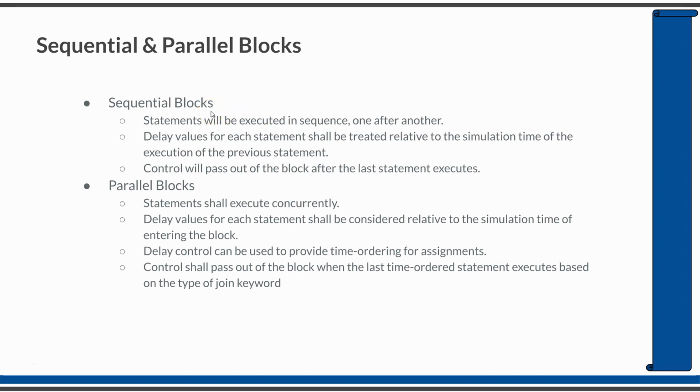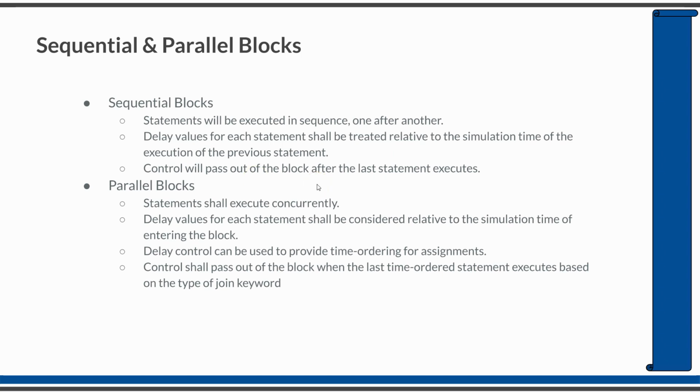So in order to write a sequential block, you have to group a number of statements within a begin and end keyword. And the difference between these two are, in case of sequential statement, the statements will be executed in sequence, one after another of course, and the delay values in each statement will be computed in such a way that it is relative to the previous statement in that sequential block. And also the control will come out of this block only after the very last statement in this sequential block.